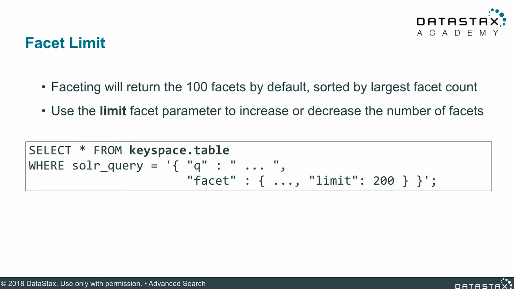The limit parameter lets us specify how many groups will be returned. By default, the value is 100, but we can ask for more or less by changing this parameter.